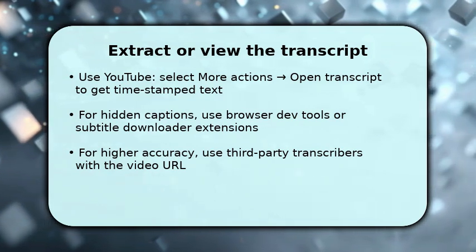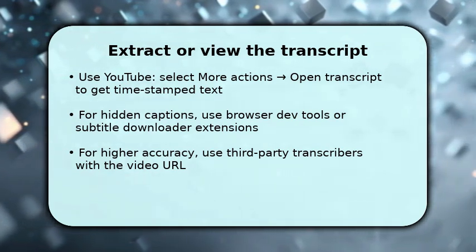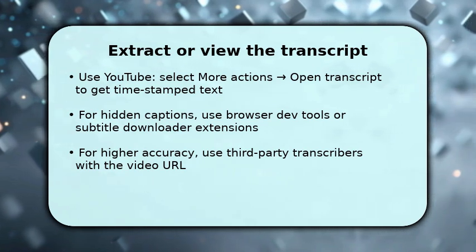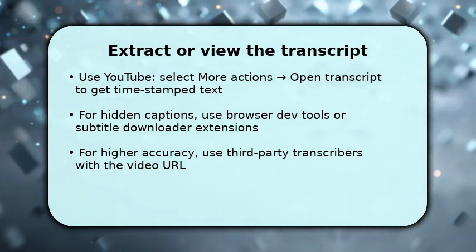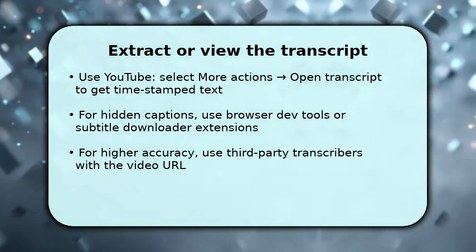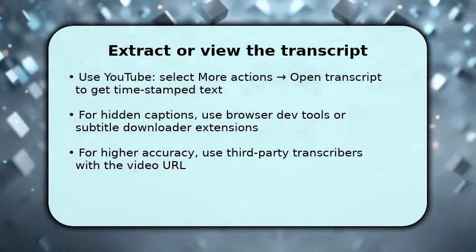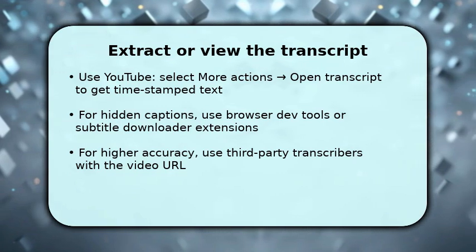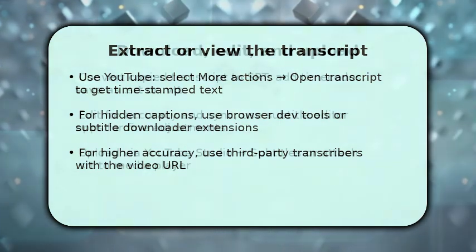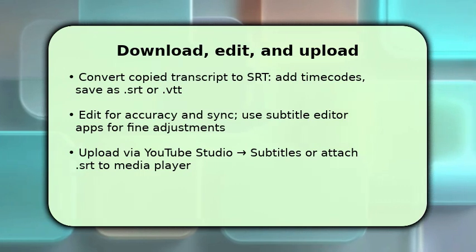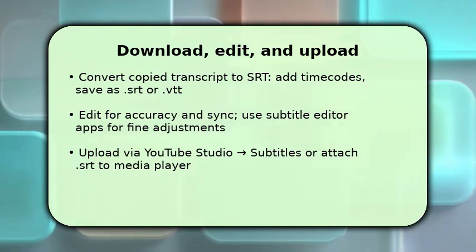If the transcript is auto-generated and inaccurate, use a third-party transcription service with the video URL to produce a cleaner SRT file. Make sure to match timestamps and save the file as SRT or VTT. Finally, convert the transcript into an SRT or VTT file by adding timecodes and saving with the correct extension.